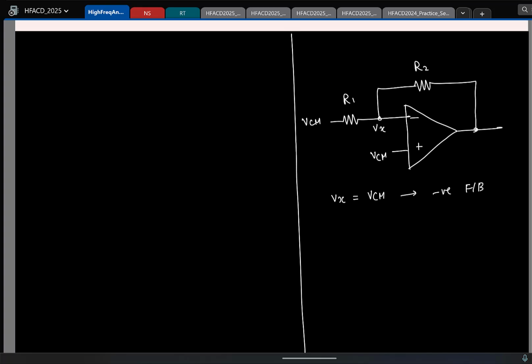So what is the DC current flowing here? Then what will be the DC at the output? Yeah, I'll call the DC at the output VOCM, the output common mode, and that is also VCM. And that's how the DC negative feedback was setting the DC bias point at the output. Now I have a fully differential op-amp. So let me draw that first.